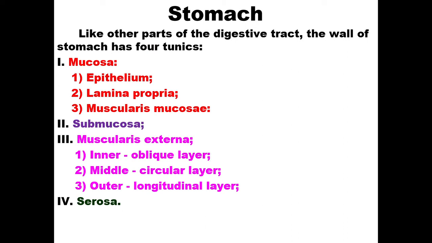Like other parts of the digestive tract, the wall of the stomach has four tunics. They are mucosa, submucosa, muscularis externa, and serosa. The innermost mucosa of the stomach consists of epithelium, lamina propria, and muscularis mucosae. The third tunic of the stomach, called muscularis externa, is very thick in this organ. It consists of three layers of smooth muscle tissue: an inner with obliquely arranged smooth muscle cells, a middle with circularly arranged smooth muscle cells, and an outer with longitudinally arranged smooth muscle cells.